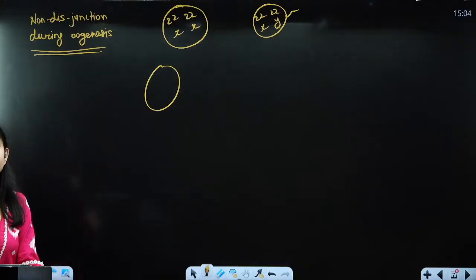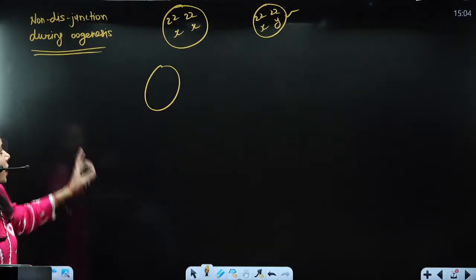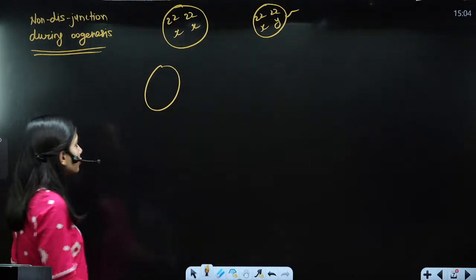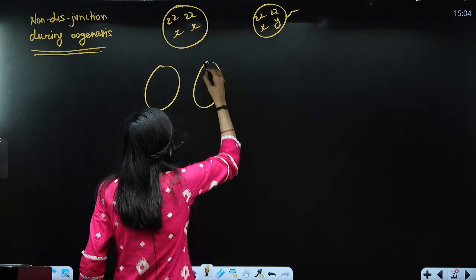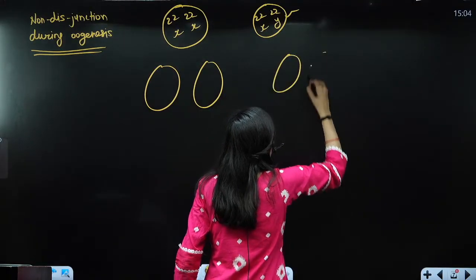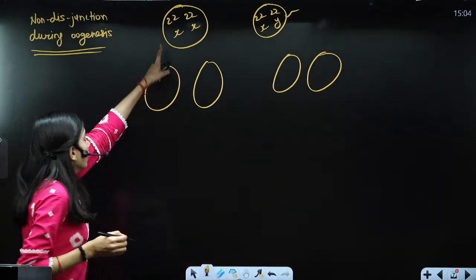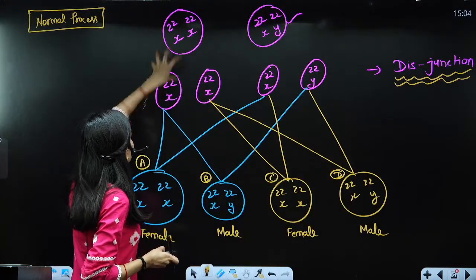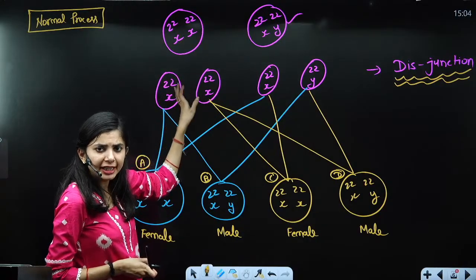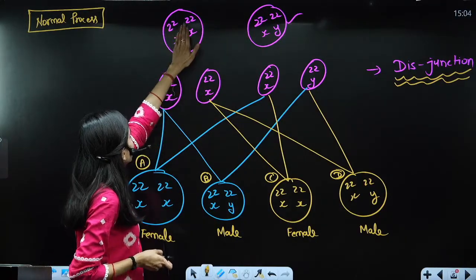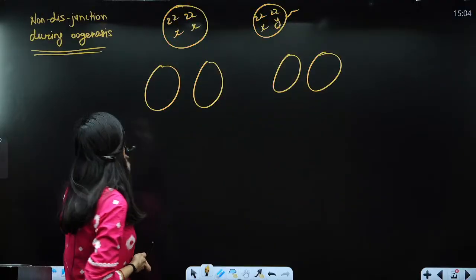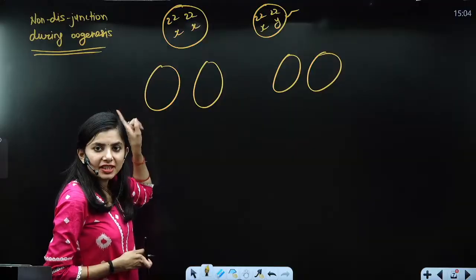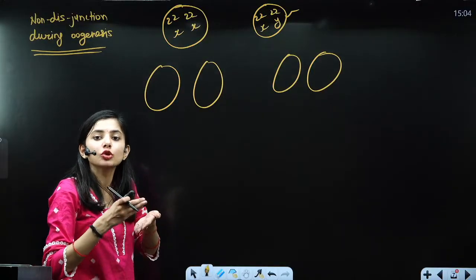Okay, non-disjunction during oogenesis. How this non-disjunction would happen and in what way it is going to be there, we will try to determine. The normal process is that these should be divided into 2 parts equally, one side in one part, another side in another part. Disjunction means division, but non-disjunction means the division is not proper.